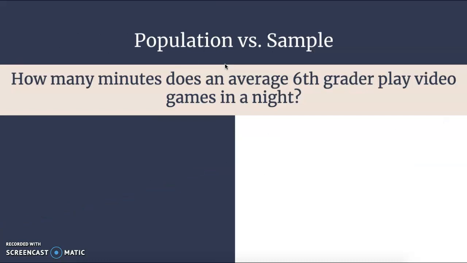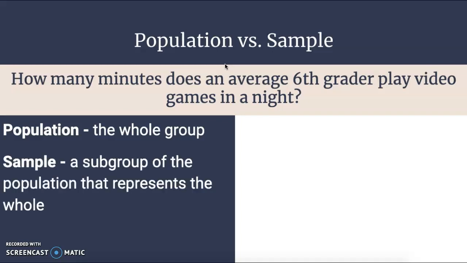So, populations versus samples. If we're looking at the same question, how many minutes does an average sixth grader play video games in a night? First, I want to give you some definitions. Population is the whole group, right? We know this word population. If we're talking about what's the population of Iowa, we're talking about how many people live within the borders of the state of Iowa. That's a population.